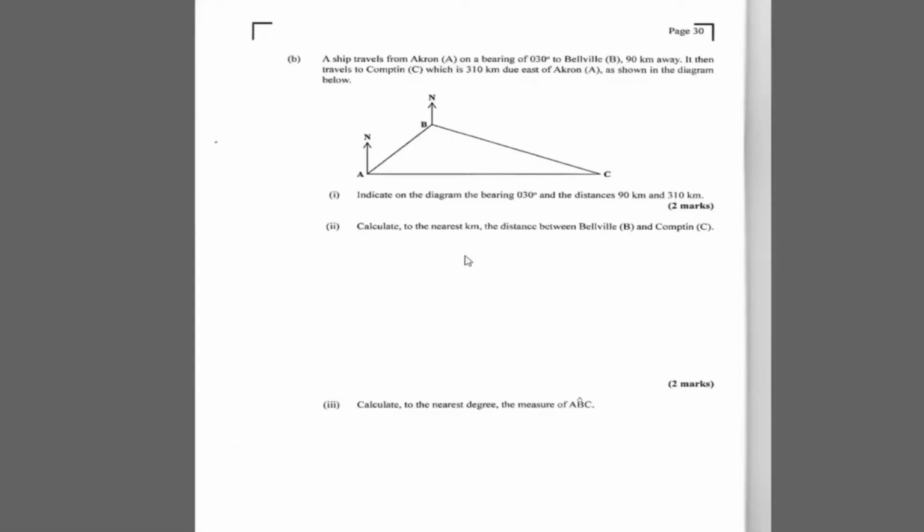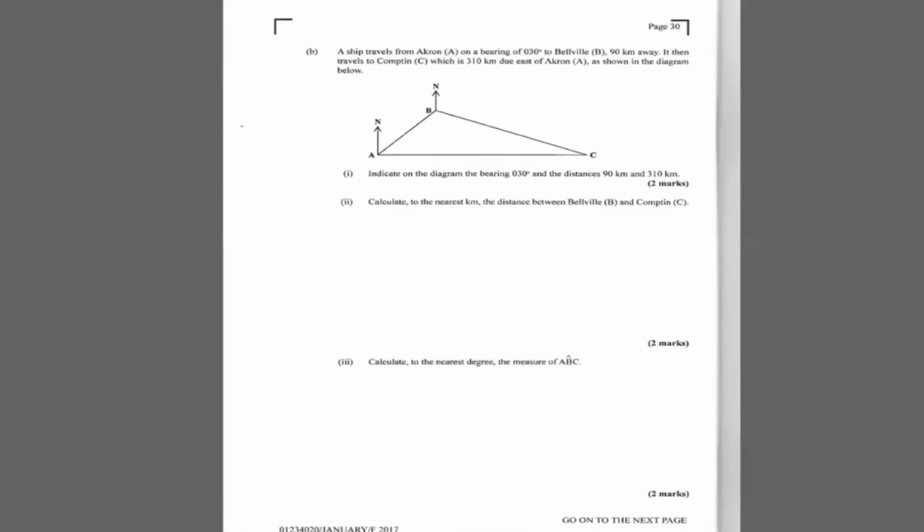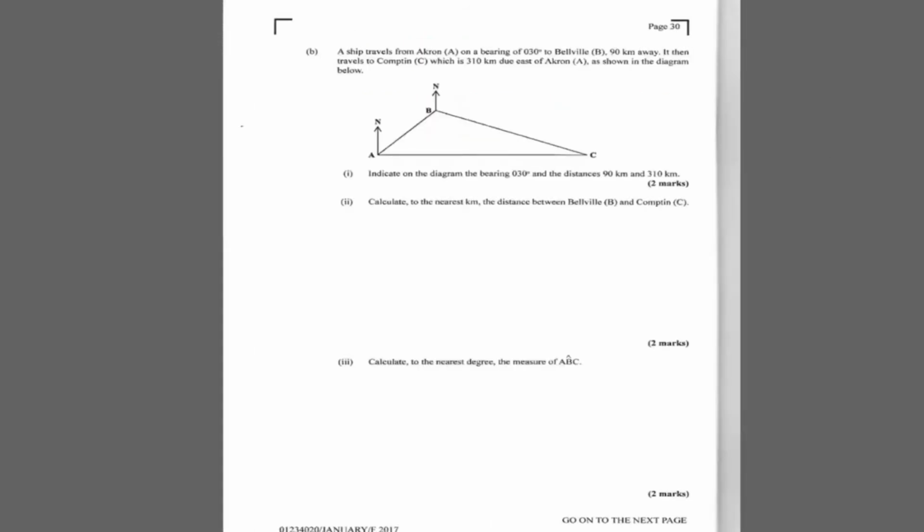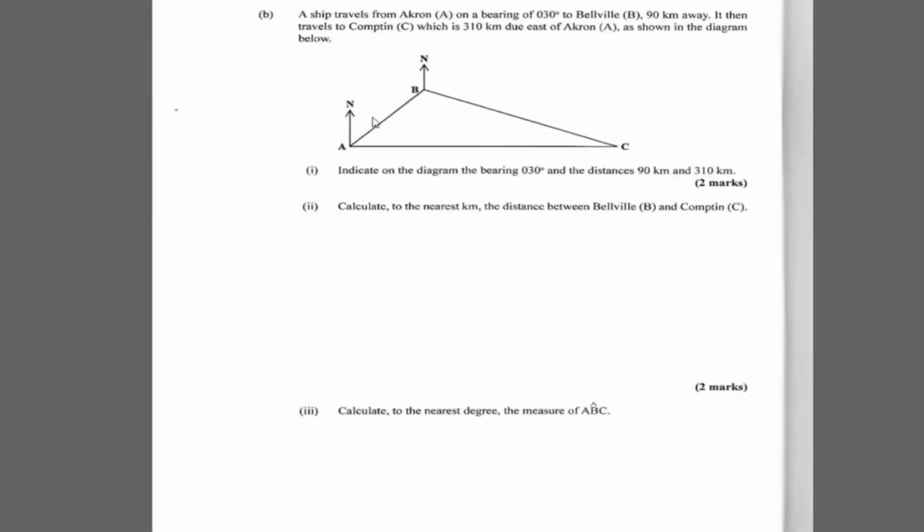Question 11. Oh, no, my apologies. I really want to get to the final one, matrices, but we're at part B in question 10 now. Part B gives us this, and it says a ship travels from Akron on a bearing of 30 degrees to Belleville, 90 kilometers away. It then travels to Compton, which is 310 due east from Akron, as shown in the diagram below. Indicate on the diagram the bearing 30 degrees, 90 kilometers, and 310.